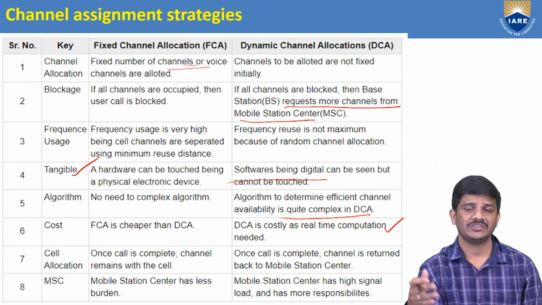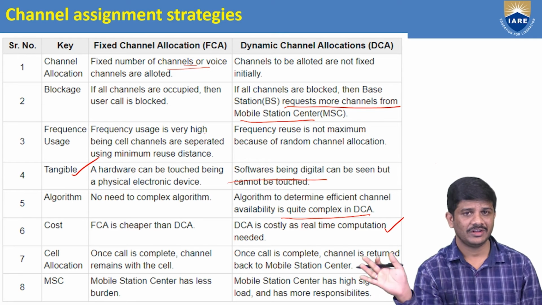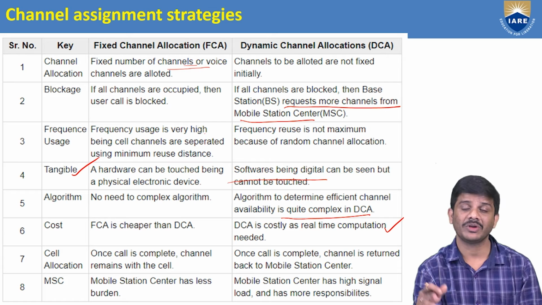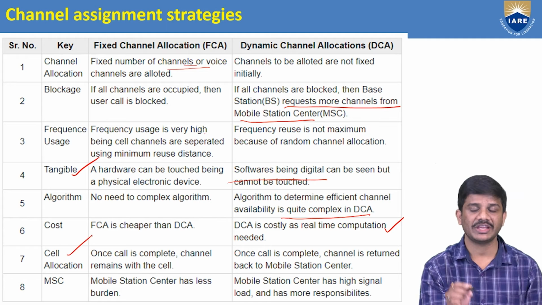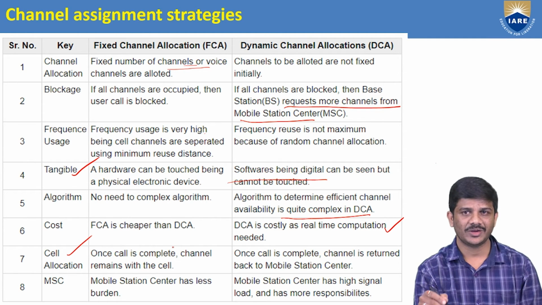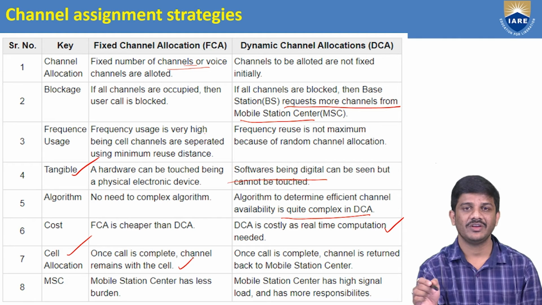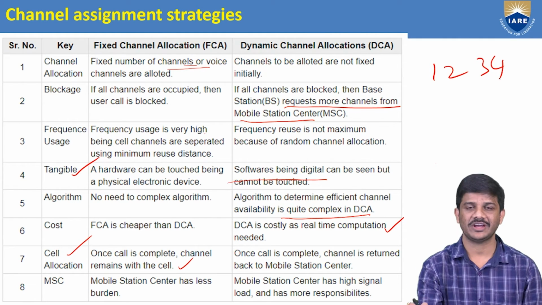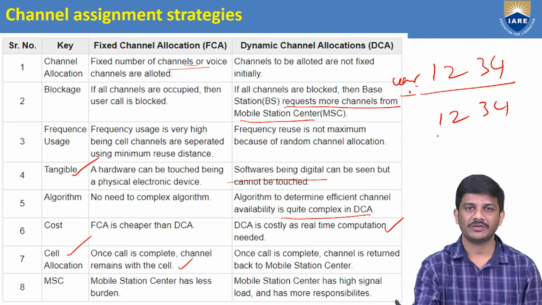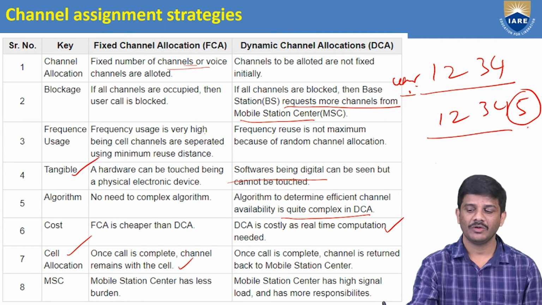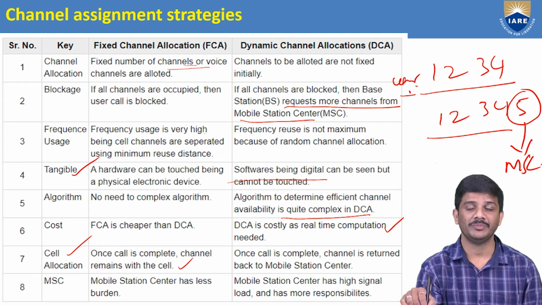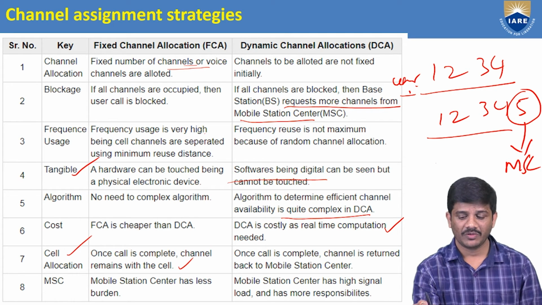For example, when there are more subscribers, we can take channels from the MSC, and also return them back. After that, if needed, one more time we can take channels from the MSC. Coming to cell allocation: once a call is complete, the channel remains with the cell. For example, here channels 1, 2, 3, 4 are there. Whenever one is free, a user will be connected to any particular cell. Coming to here, if 1, 2, 3, 4 are occupied, then we can go with the fifth channel from the MSC. We are taking it from the MSC.